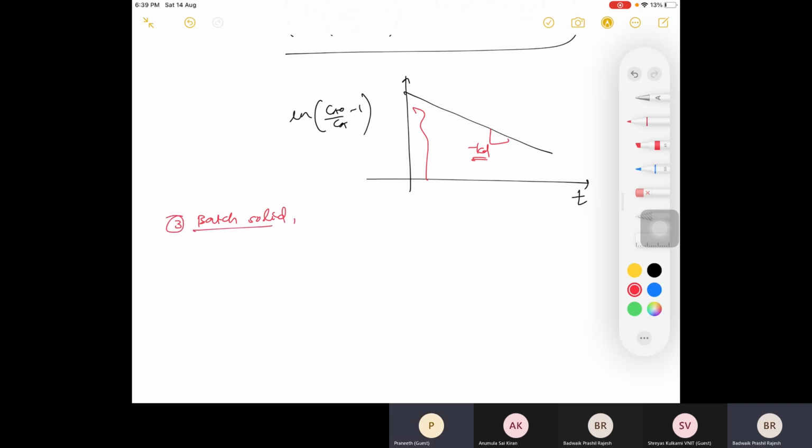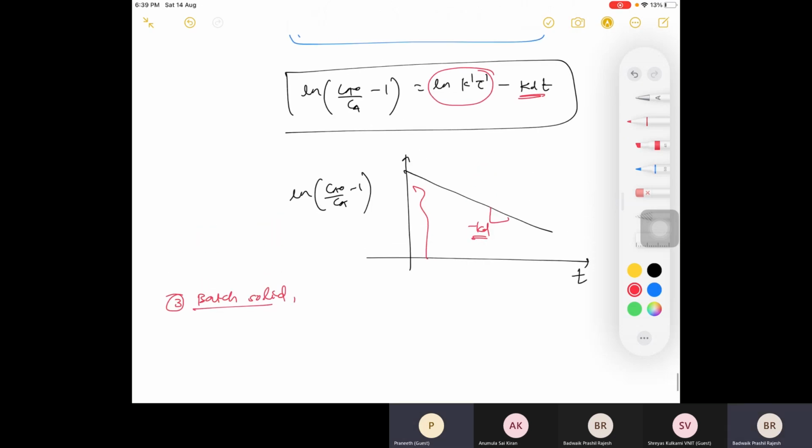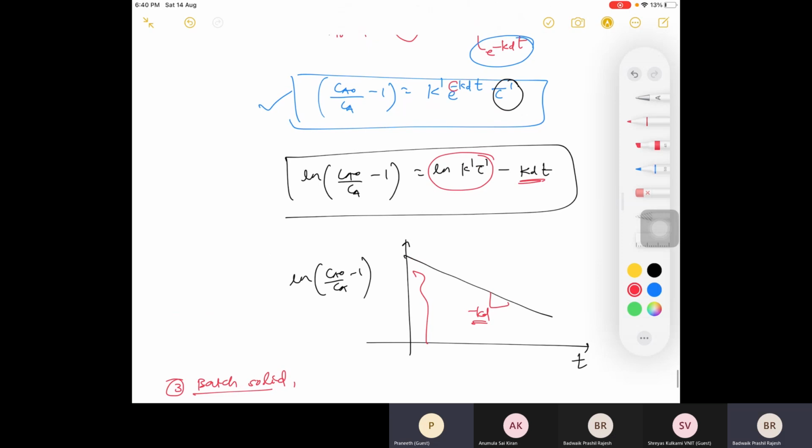Batch solid. It will be plus Kd T in the above equation. Will it be plus? So e to the power minus Kd T. So when we apply ln a plus ln b, yes, this will be there. So ln is 1. Sorry, it will be minus.